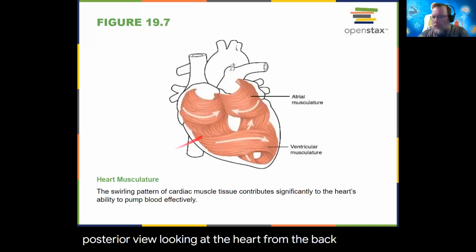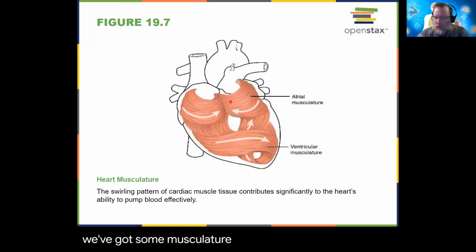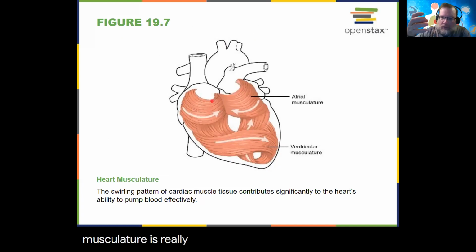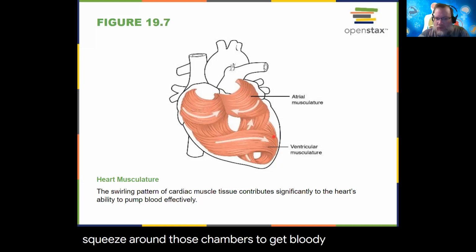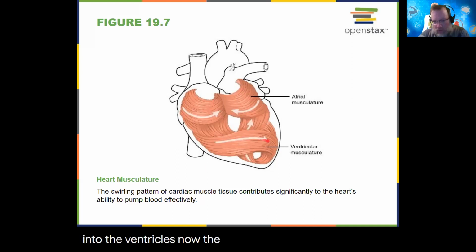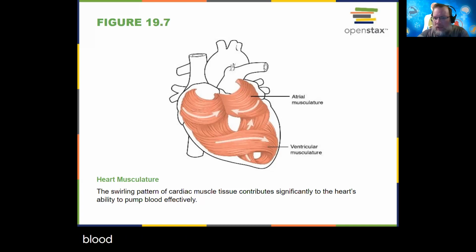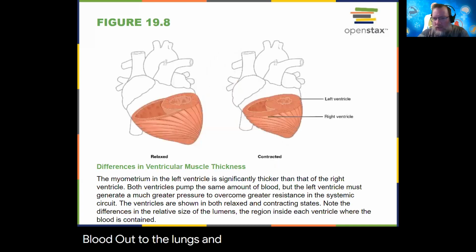Then we've got some musculature, of course, the actual myocardium layers. And again, we'd see the atrial musculature is really just kind of there to give a little bit of a squeeze around those chambers to get blood ejected down into the ventricles. Now, the ventricles, notice they're a little more complex with the way their musculature is arranged, because they need to create a lot more force to eject blood out to the lungs and certainly to the body.